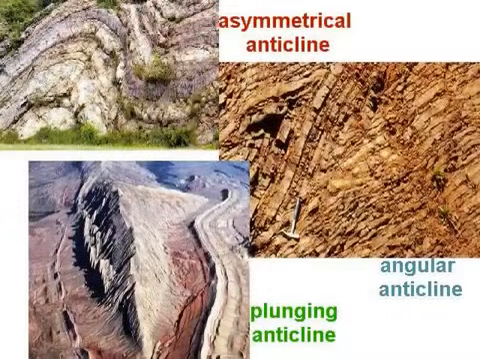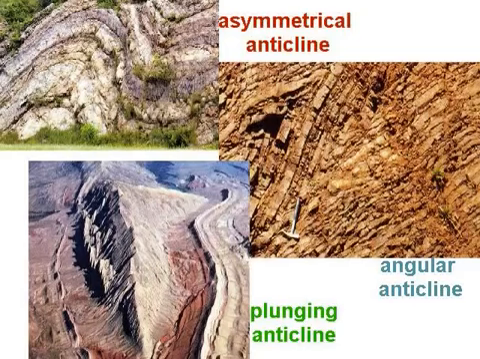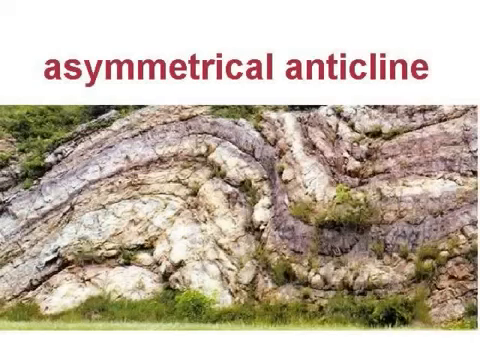There are three other types: asymmetrical anticline, angular anticline, and plunging anticline. When something has occurred to make the two sides different, then we refer to these anticlines as asymmetrical, meaning one side is different than the other. In this example, you can see that one side is far more bent than the other side.